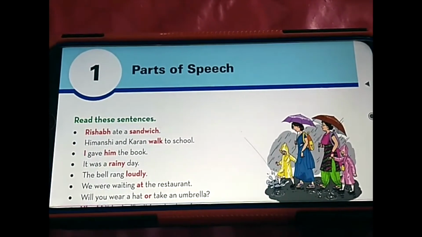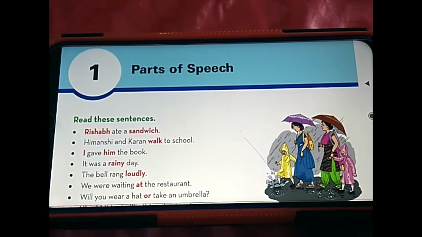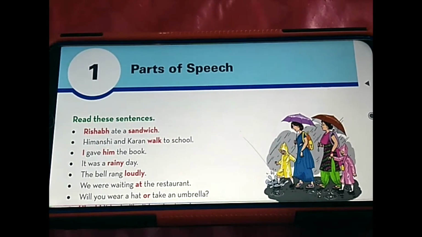Today in English 1 we will solve exercise problems. So all of you get ready with your English 1 book and also with pen and papers so that you can write the questions in your copy.